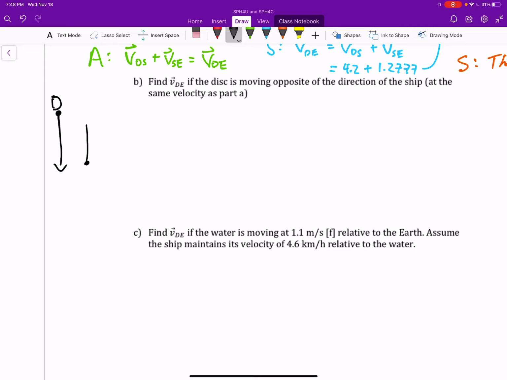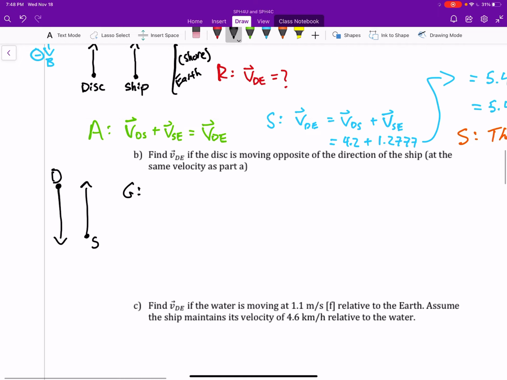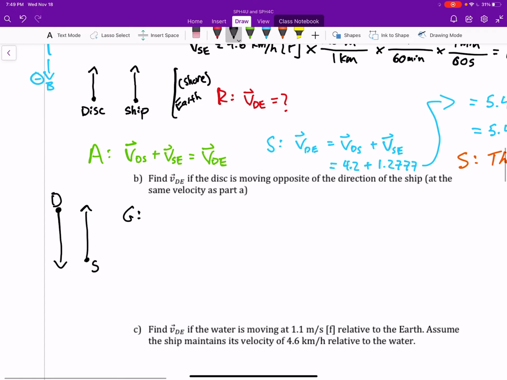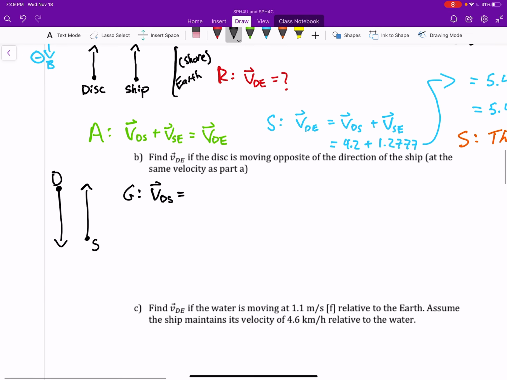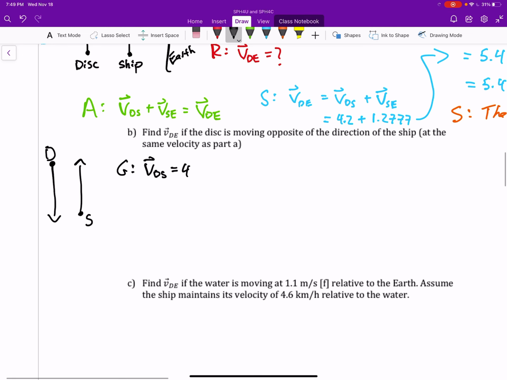Whereas the ship is still moving forward, right? And they both have their same velocities as before. So in this part of the question, what we're given now, a little bit different than before, is the velocity of the disk relative to the ship is still 4.2 meters per second, but now it's going backward.